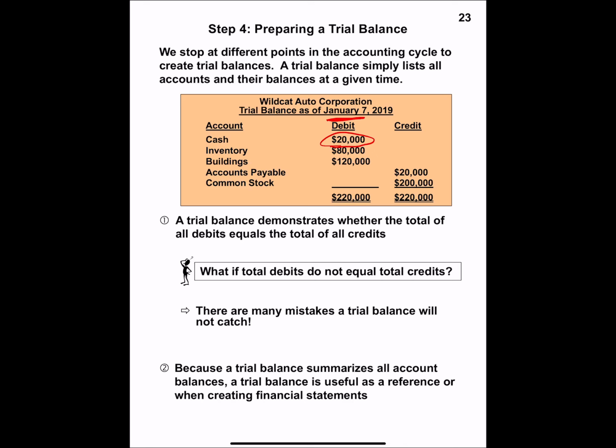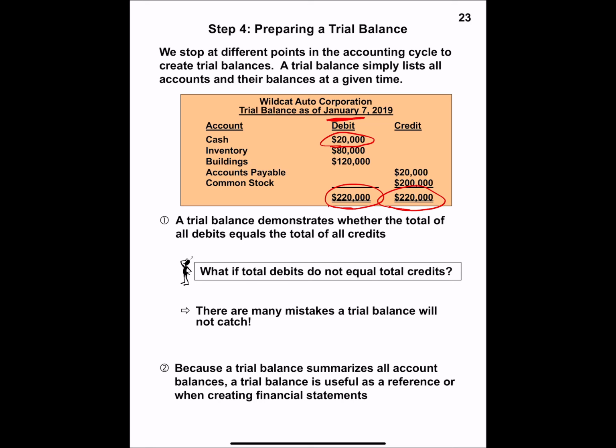The only purpose really of the trial balance is to make sure that our debits and credits equal each other. If we did all of our journal entries correctly, where every individual journal entry had equal debits and credits, then by definition, your trial balance has to balance. And note it does. Total debits of 220, total credits of 220. Everything's good.